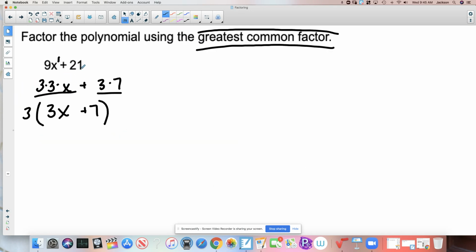I just wanted to put this problem in here because this is a binomial, a linear binomial. The only way to factor a linear binomial, a first degree term of x that has 2 terms total in the expression, that's a linear binomial, the only way to factor that is to factor out the greatest common factor.